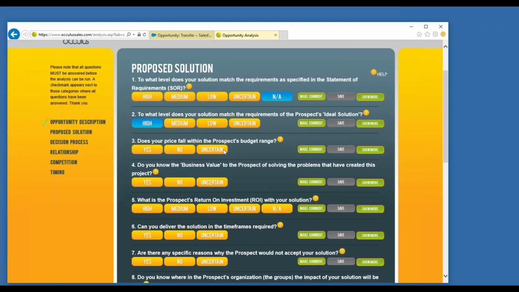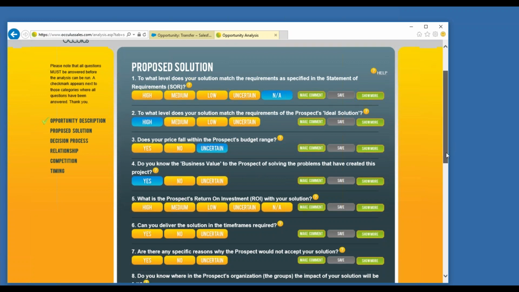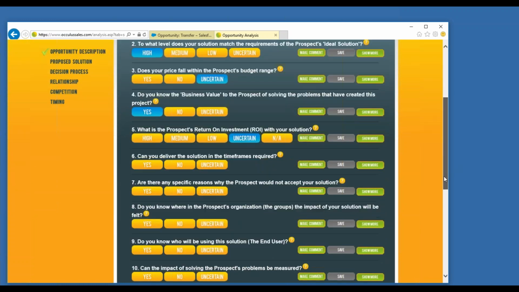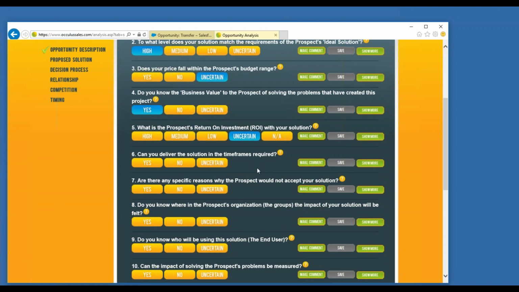Does my price fit? I don't know yet. Do I know the business value to the prospect of solving the problem? Yes, absolutely I do. What is their return on investment with my solution? I don't know that. Can we deliver the solution in the time frames required? Yeah, there's no issues on that kind of stuff.